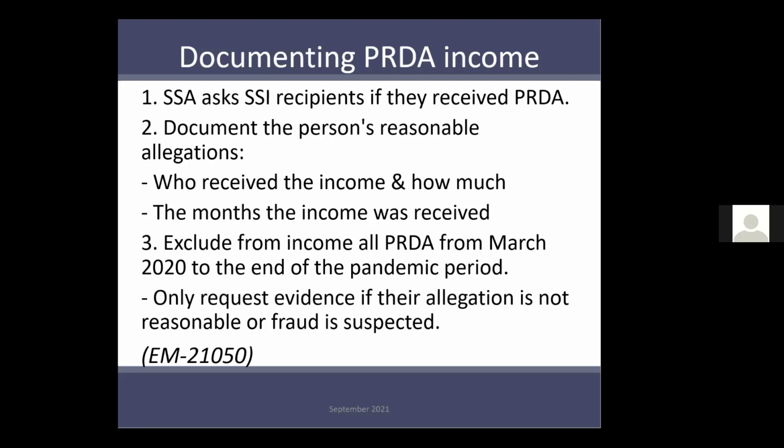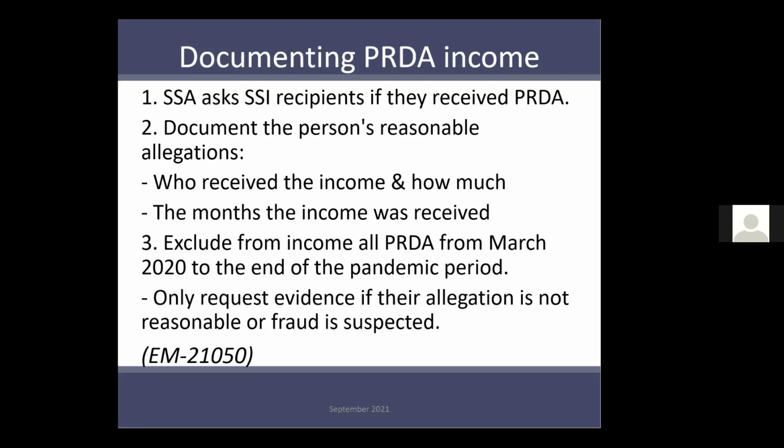First, Social Security is supposed to ask the SSI recipient if they received pandemic-related disaster assistance. I would add that you as a representative can also alert Social Security to the fact that an SSI recipient who you represent has received pandemic-related disaster assistance if it's causing problems in their case for some reason, either because they've been charged an overpayment, denied benefits, or had a change in their payment amount because that income was improperly counted.